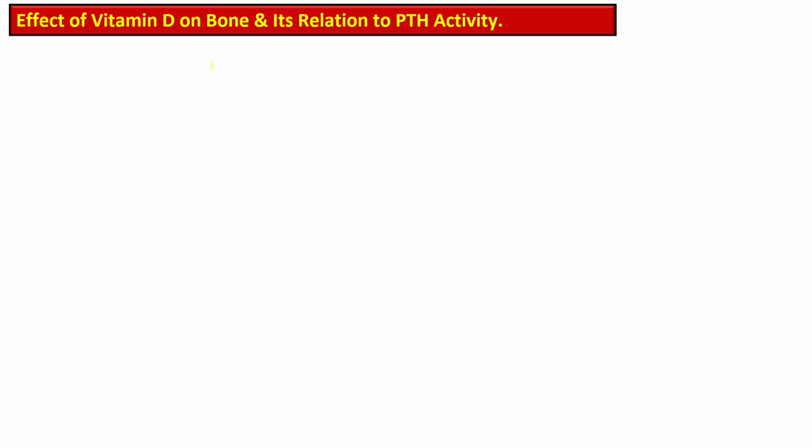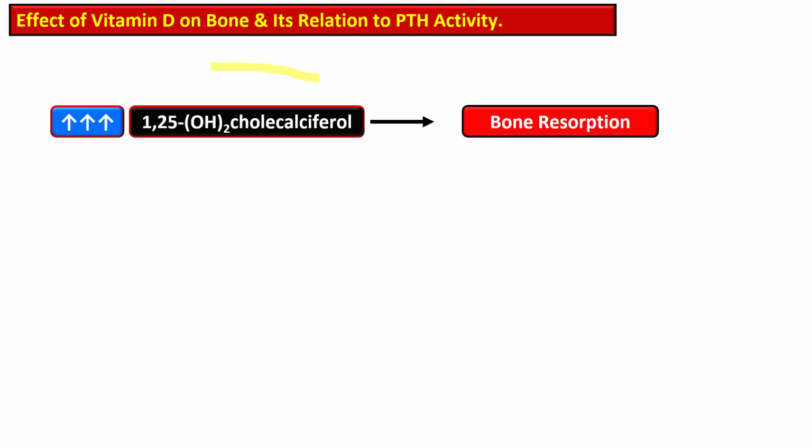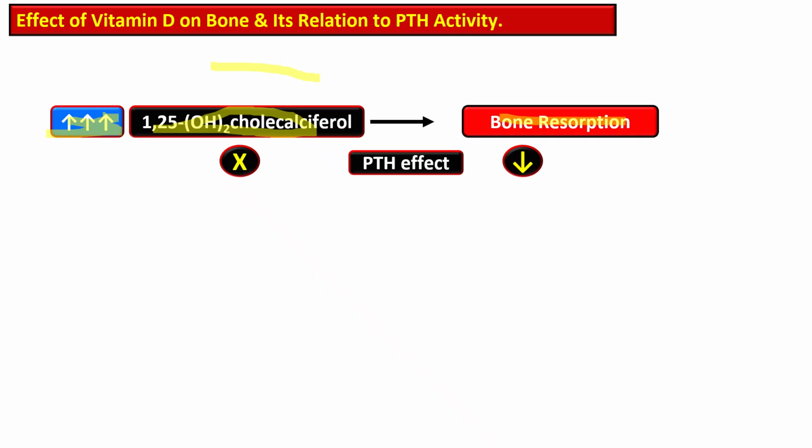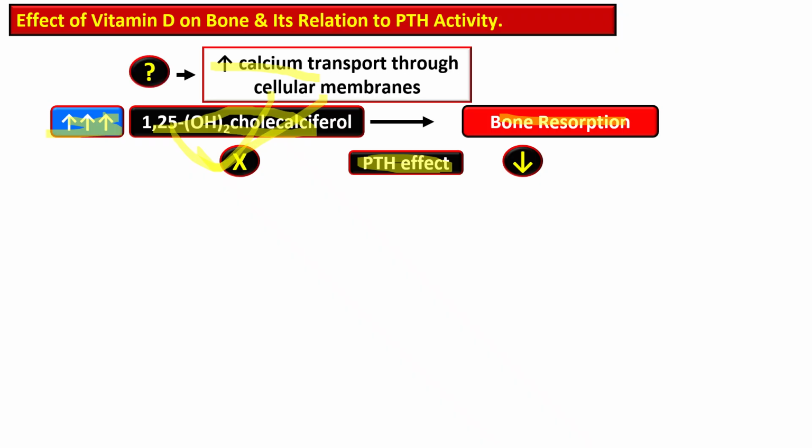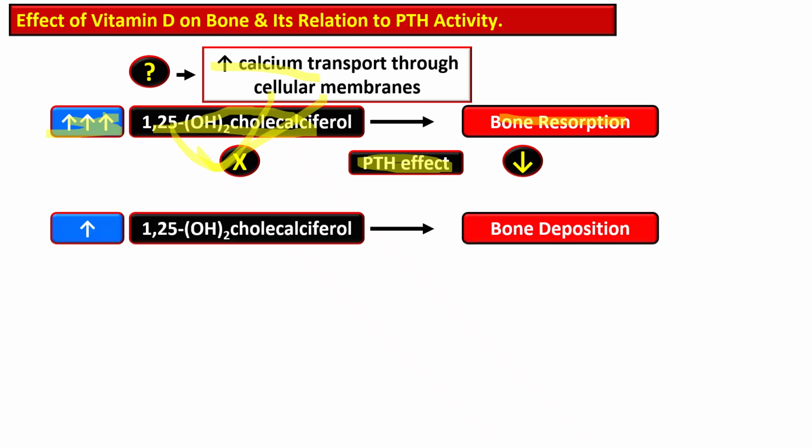In the bone metabolism, the vitamin D has a dual effect. It causes the bone resorption and also causes the bone deposition. When high doses are given of this 1,25-dihydroxycholecalciferol, there is bone resorption. In the absence of this vitamin D or dihydroxycholecalciferol, the parathyroid effect of the bone resorption is blunted or almost failed. This is possibly due to calcium transport that is increased through the cellular membrane.